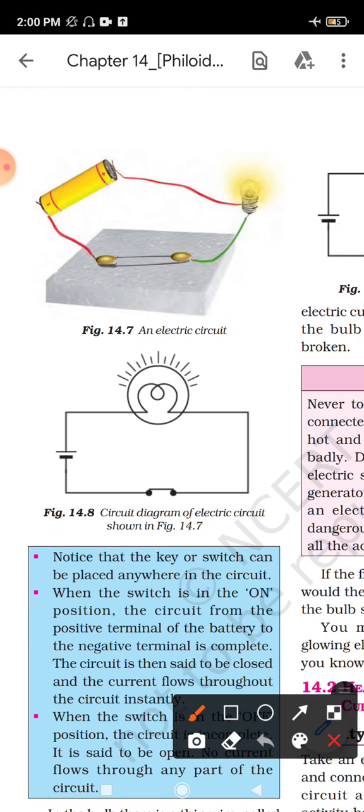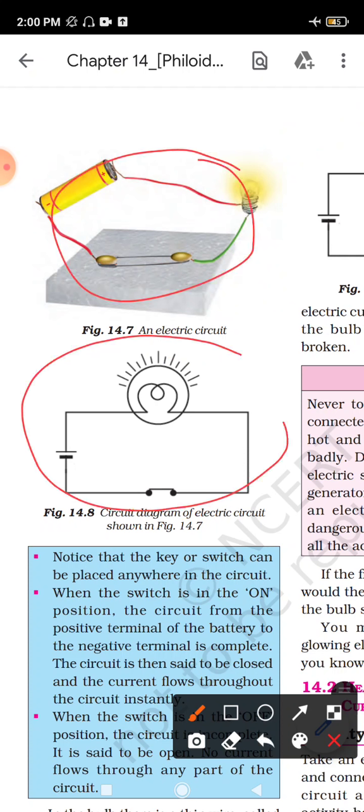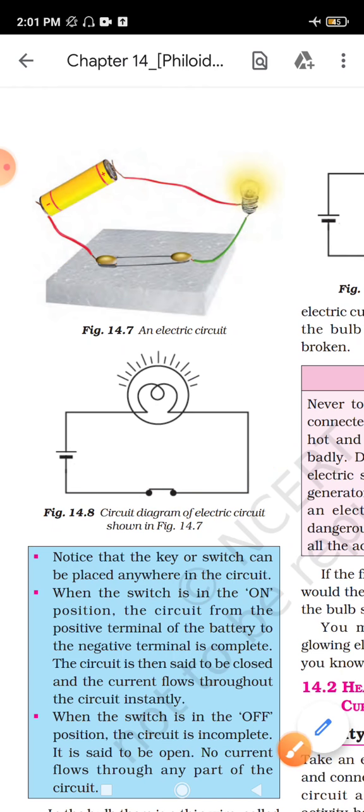This is the circuit diagram of the above electric circuit. This is how you are going to show the circuit diagram of the electric circuit when it is in the on position. As you can see, the switch is in the on position and the current is flowing, that is why the bulb will glow. Now if you want to show this electric circuit in the off position, how can you make the circuit diagram?